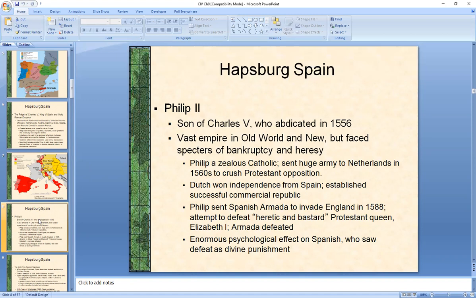So let me explain that. First of all, she was Protestant. So to him, she was a heretic because she wasn't Catholic. Anyone who wasn't Catholic was a heretic. So the bastard part, though, is kind of interesting.